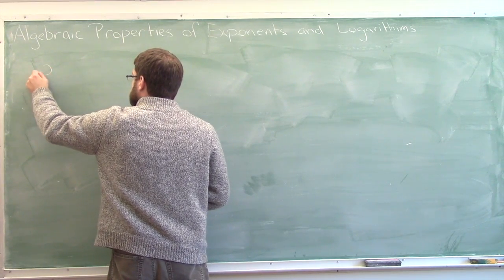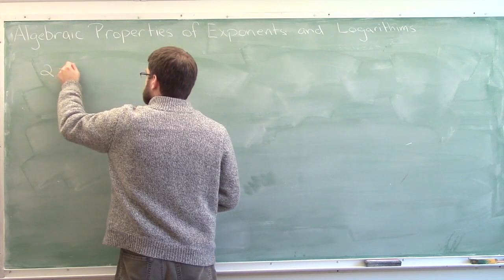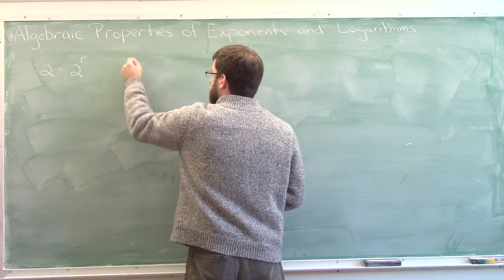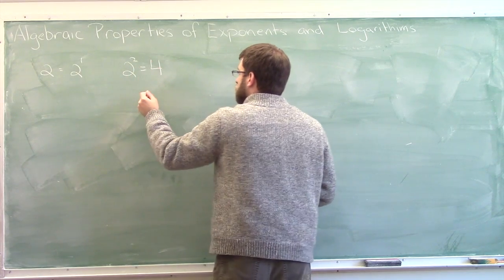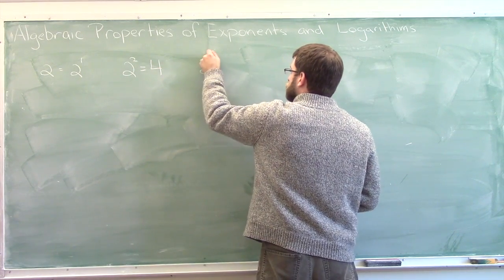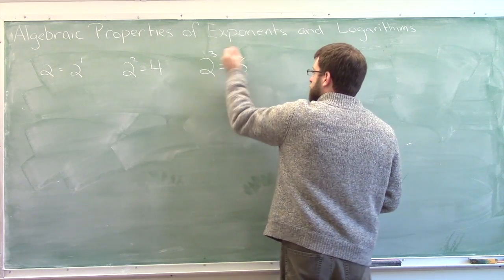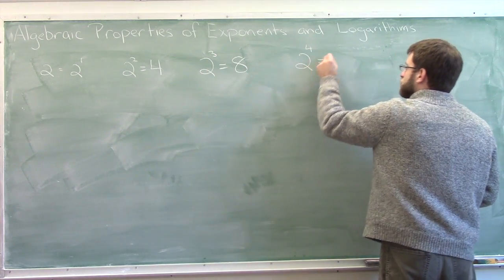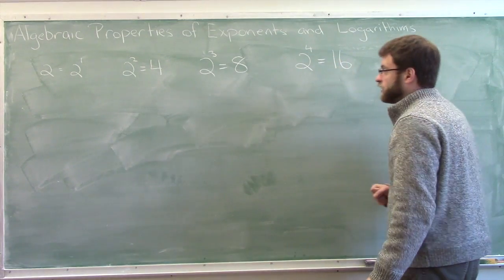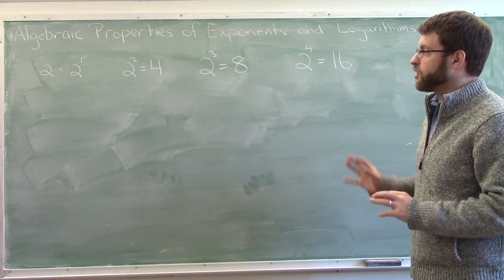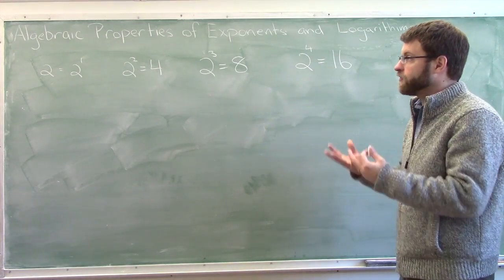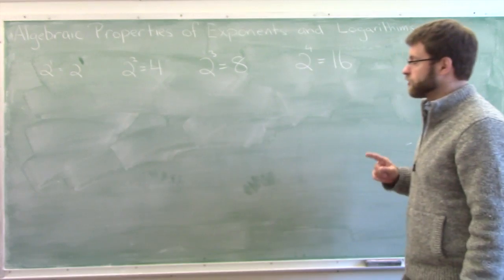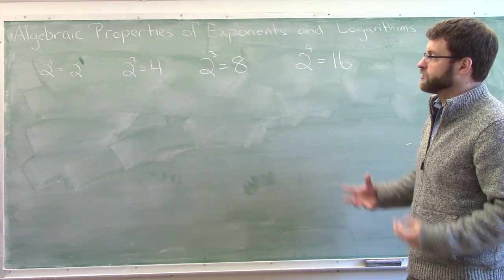I can look at 2, which is equal to 2 to the 1 power. I can look at 2 squared, which is equal to 4. I can look at 2 cubed, which is equal to 8. And how about 2 to the 4th is equal to 16. All right, so here are a bunch of hopefully obviously true equations. This is 2 to the 1 on the left-hand side, so it matches all the other patterns.